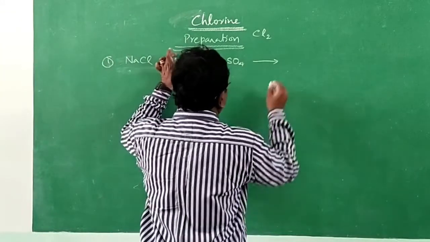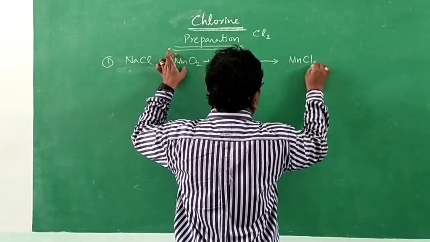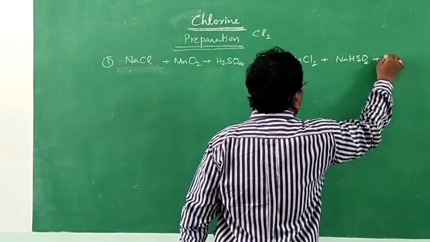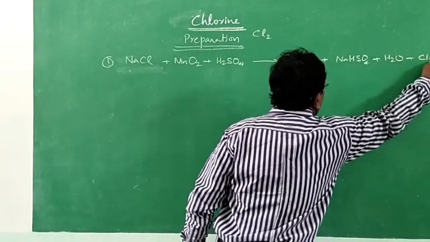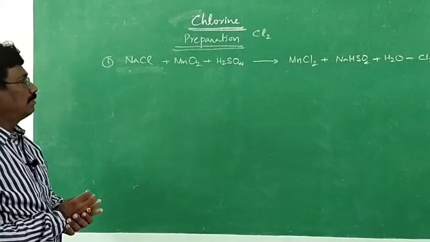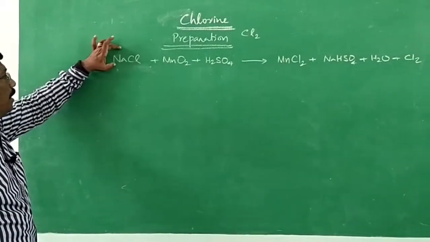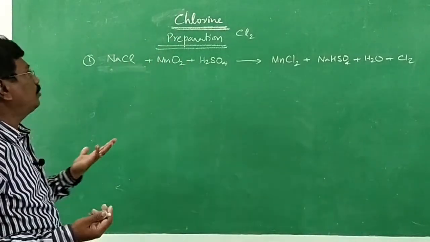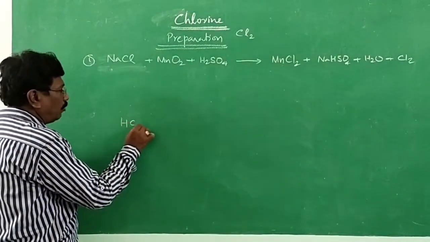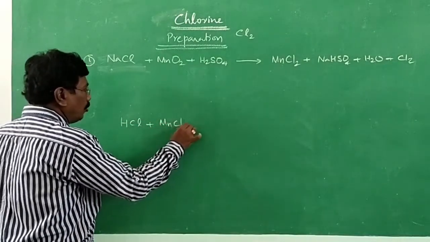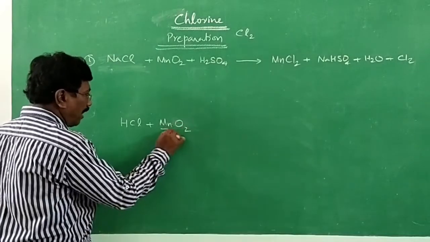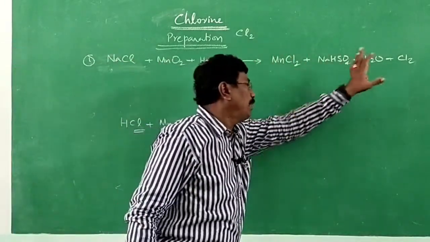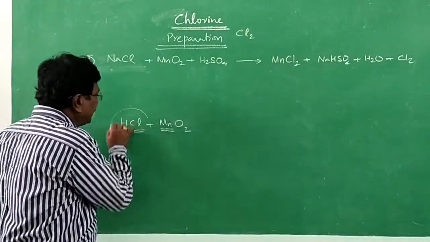So what are the possibilities? Mn will become MnCl2. Sodium will become sodium bisulfate. Water and chlorine. These are all the products we are getting. Very lengthy. This is the usual process. Whenever HCl is made to react with an oxidizing agent, MnO2, you will get manganese chloride, water and chlorine. Manganese chloride, water and chlorine you will be getting if HCl is used.